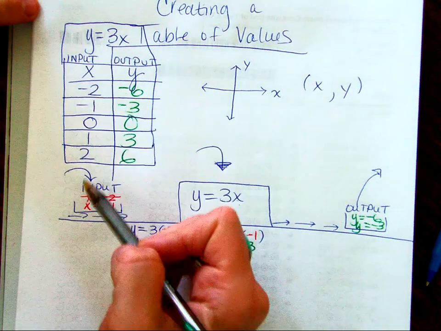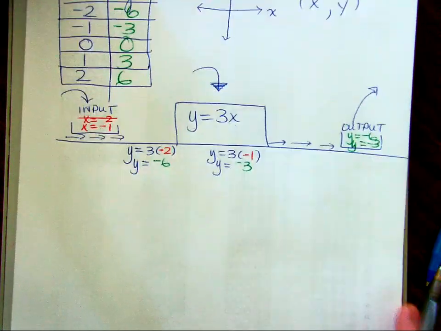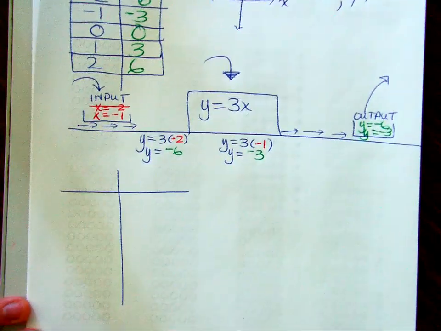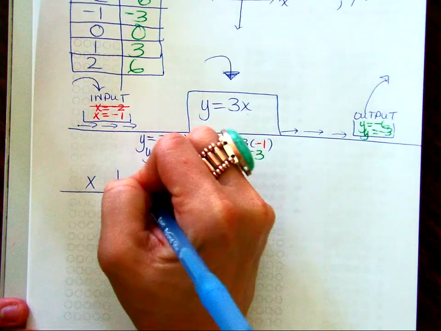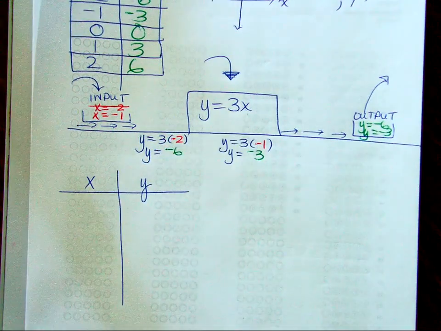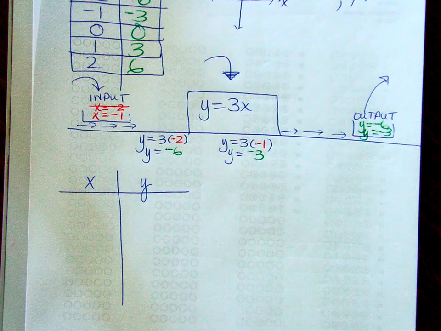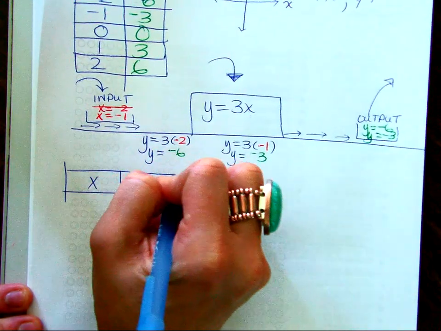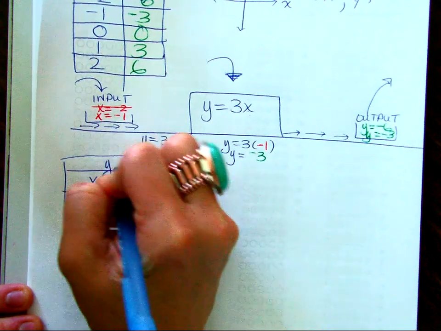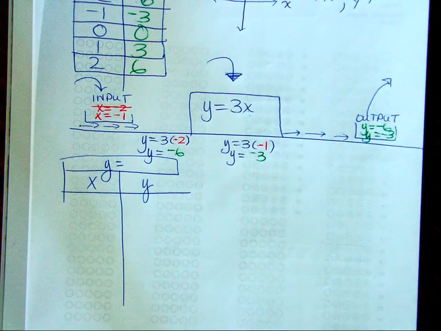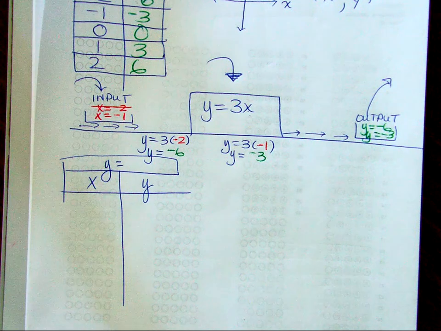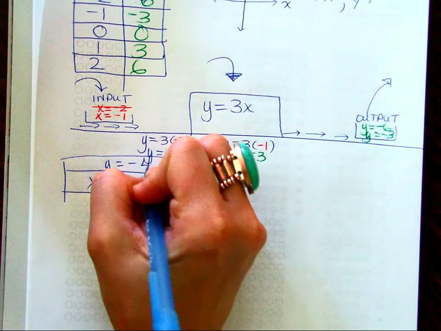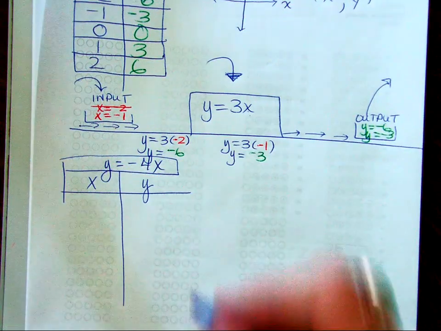So let's make another one. Another input-output table. This one will be x, y. I'm not going to put the words input-output because you should already know that. You'll see the equation up there. We'll do this one as y equals -4x. So y equals -4x. Okay?